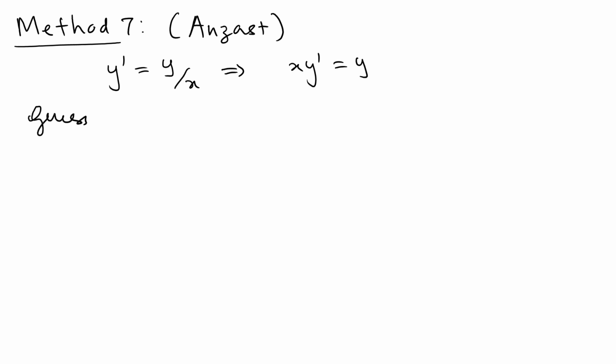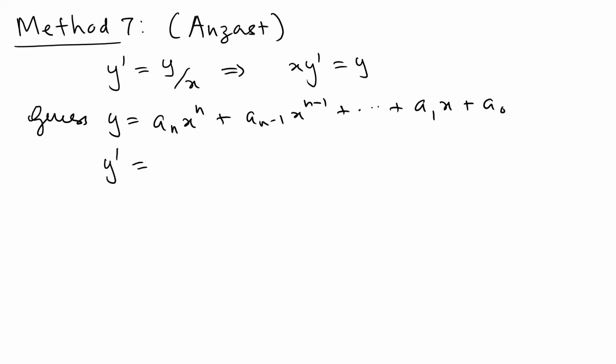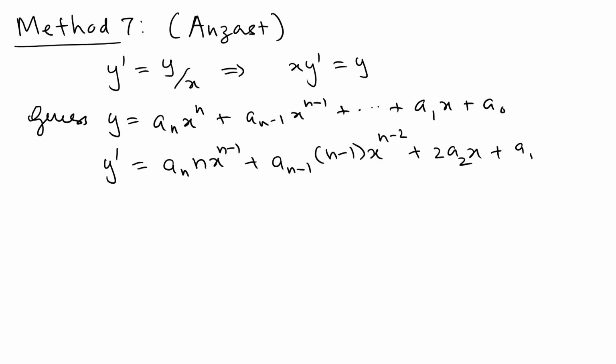We're going to guess y equals a_n x^n plus a_(n minus 1) x^(n minus 1) like that, down to a2 x squared plus a1 x plus a naught. What we can do is take the derivative. Once you take the derivative, you're going to get y prime equals a_n n x^(n minus 1), and then here you have a_(n minus 1) (n minus 1) x^(n minus 2) like that, and then we have 2 a2 x plus a1. The a naught term gets cancelled.